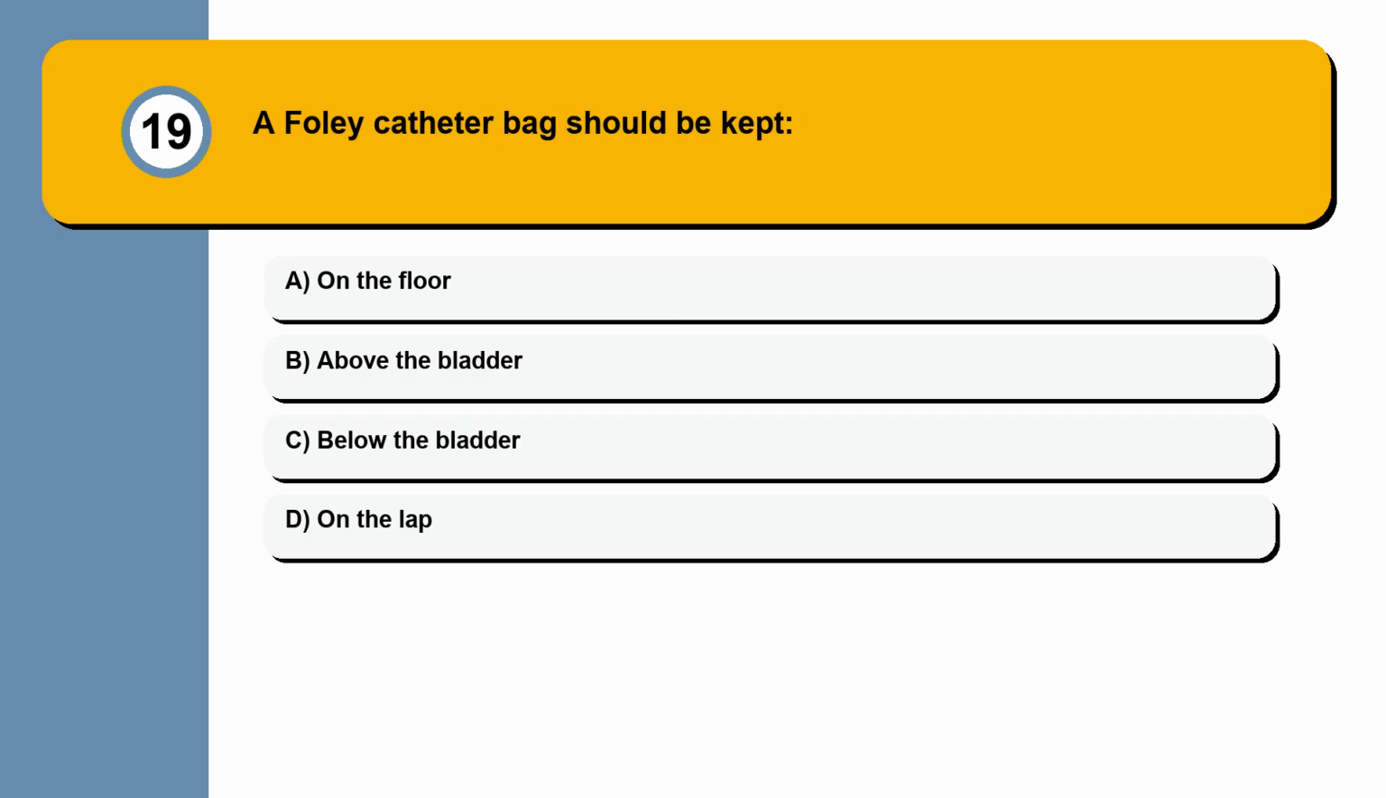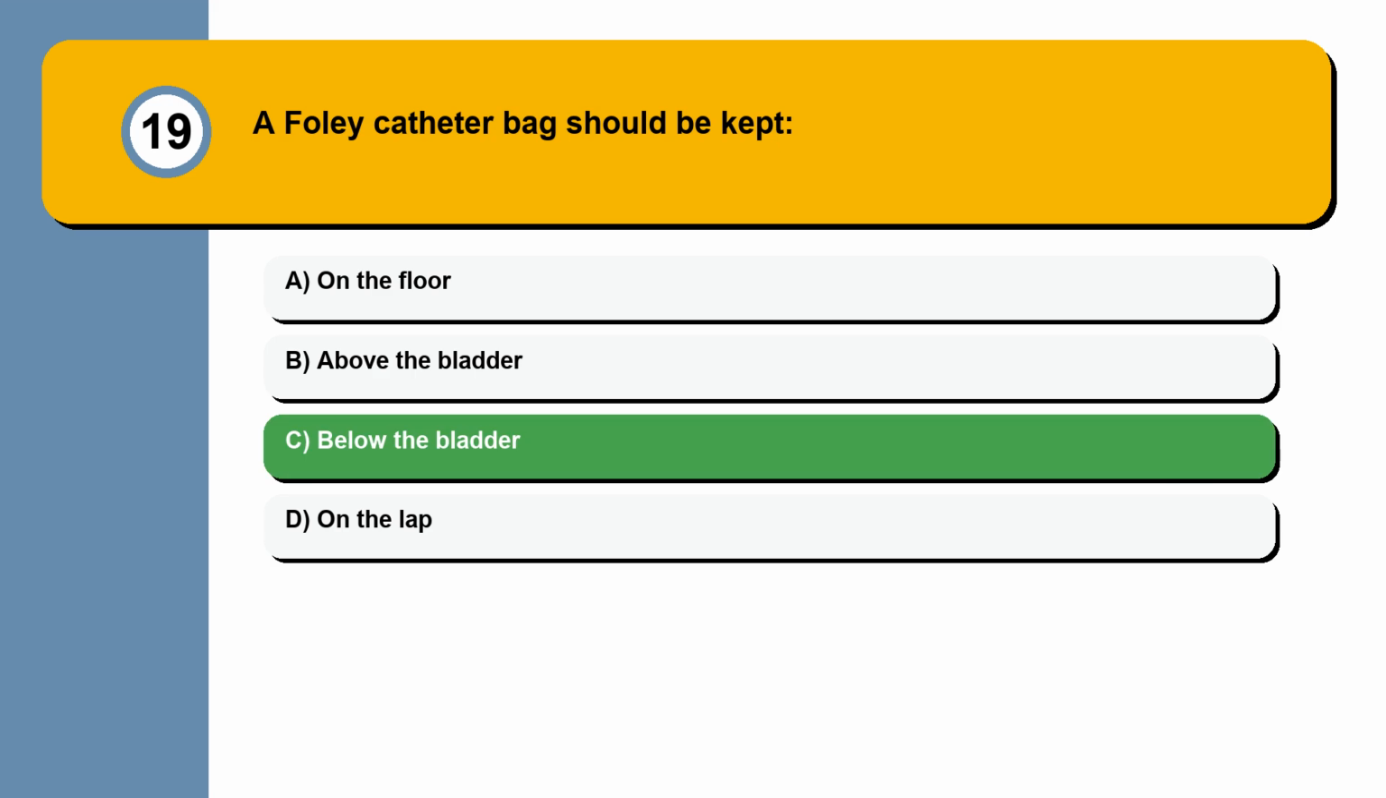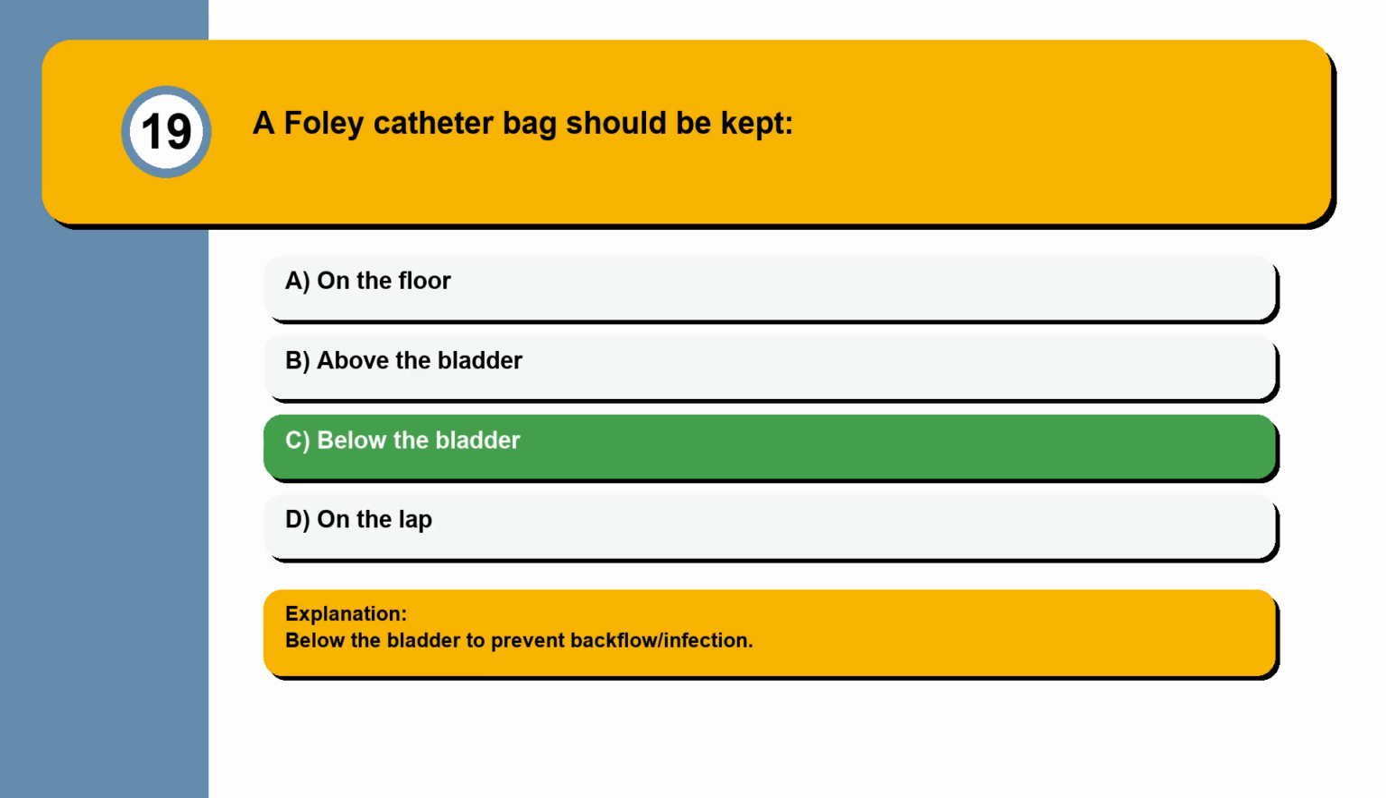Question 19. A Foley catheter bag should be kept on the floor, above the bladder, below the bladder, on the lap. Below the bladder to prevent backflow and infection.